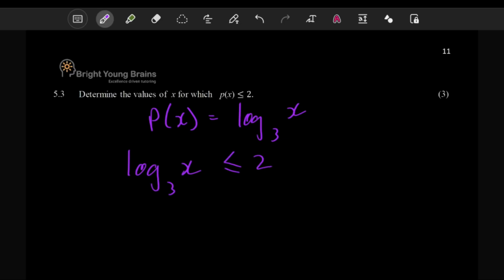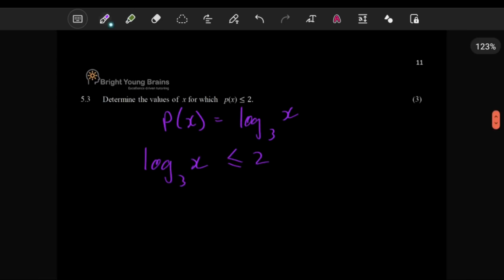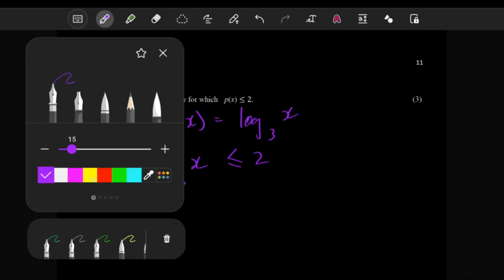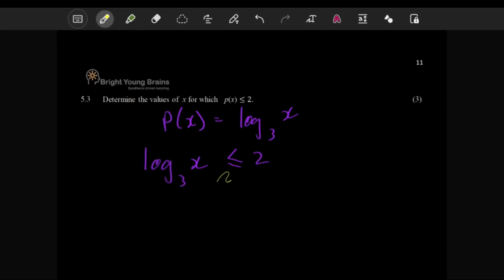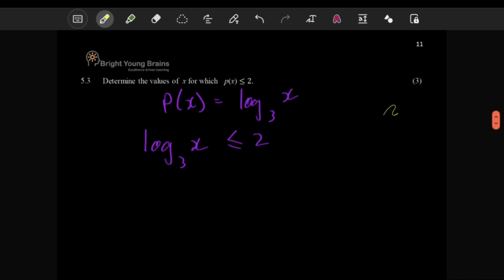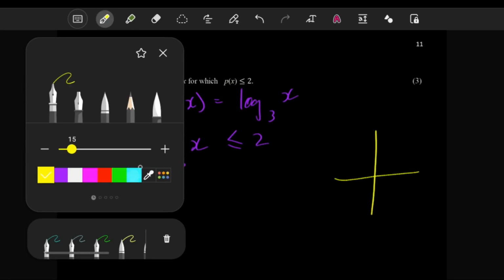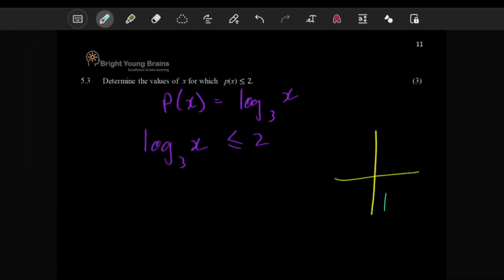The easiest way to work this out is to have a sketch. Just think of what we do when we work out a quadratic expression: we usually have a sketch to help us. Likewise here we have a sketch to help us. You see, this graph looks like this.